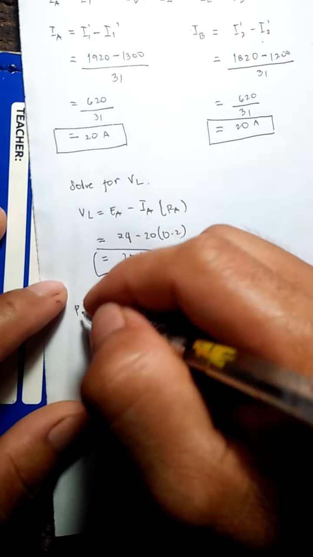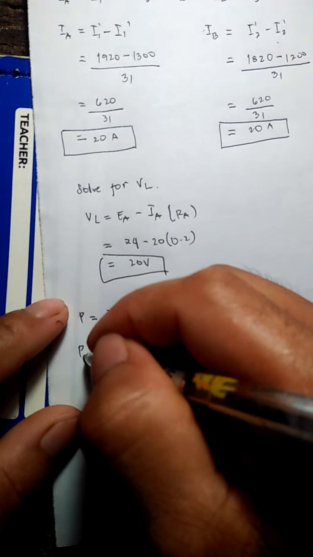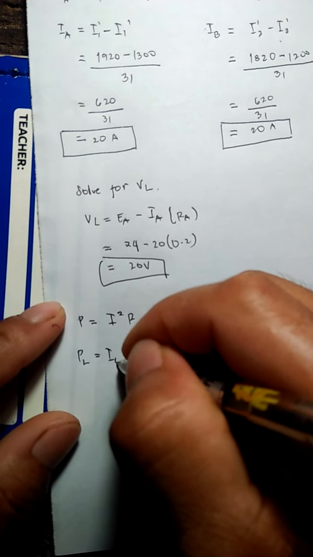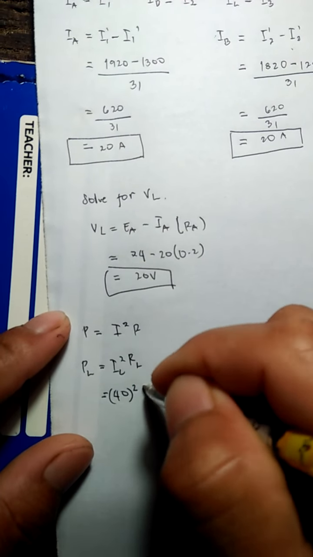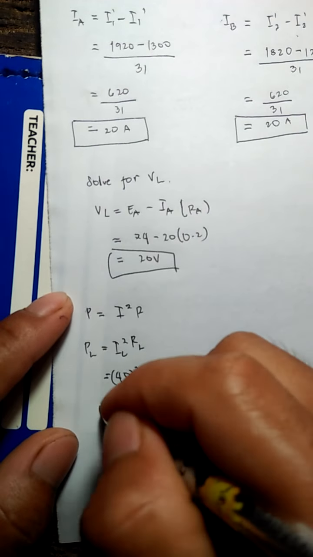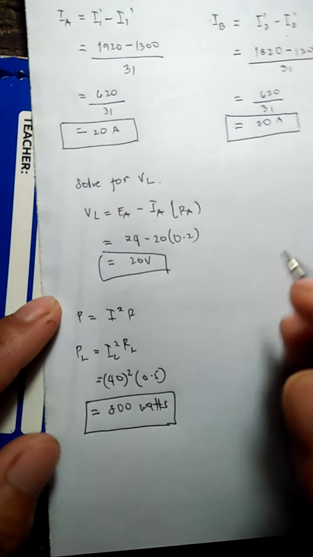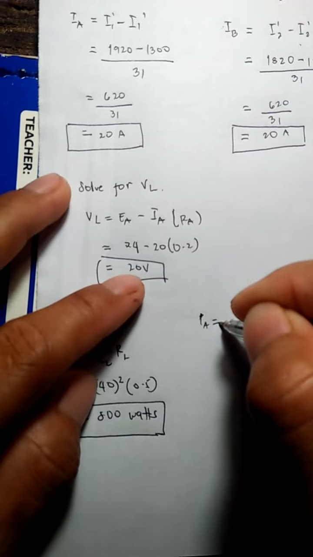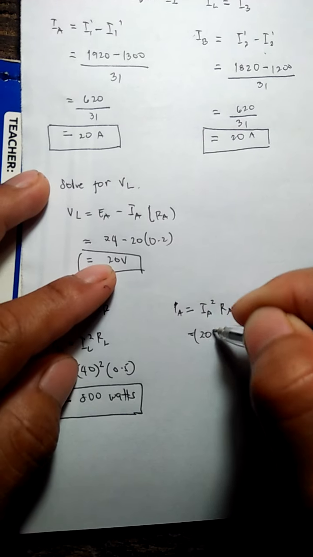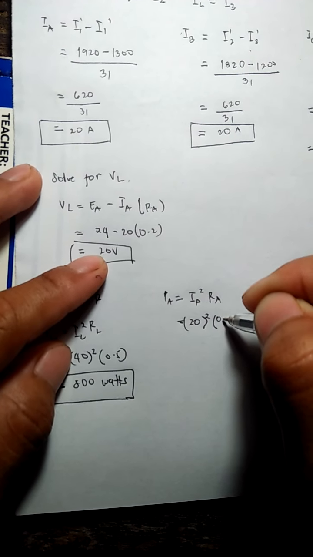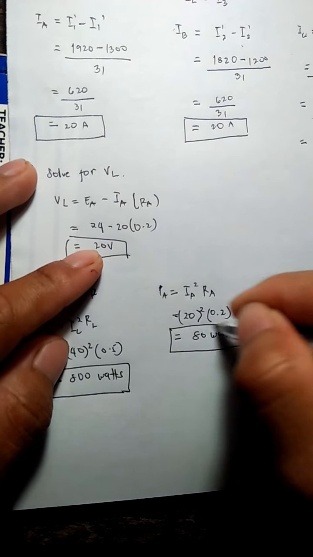Solve for PL. P is equal to I squared R, so PL is equal to IL squared RL. Substitute 40 squared times 0.5. It will have 800 watts. Then PA is IA squared RA. It will result in 20 squared times 0.2. It will have 80 watts. So this is our PA.